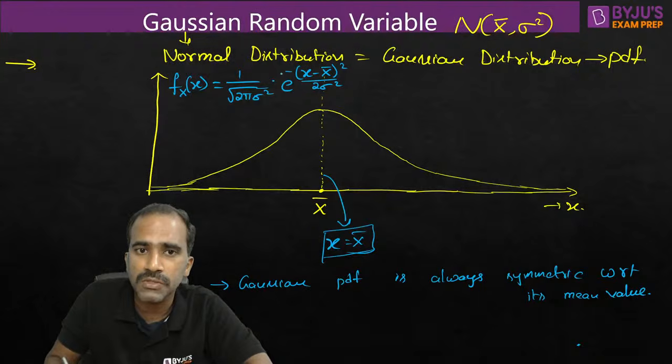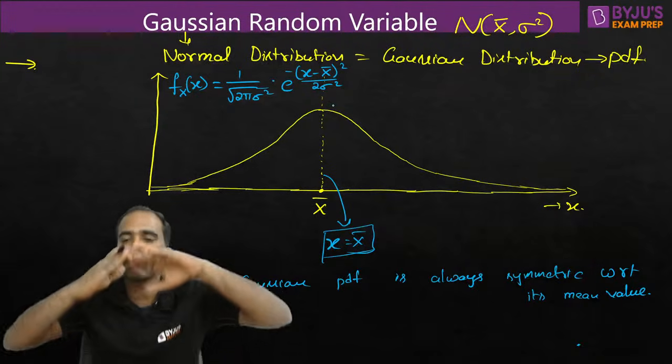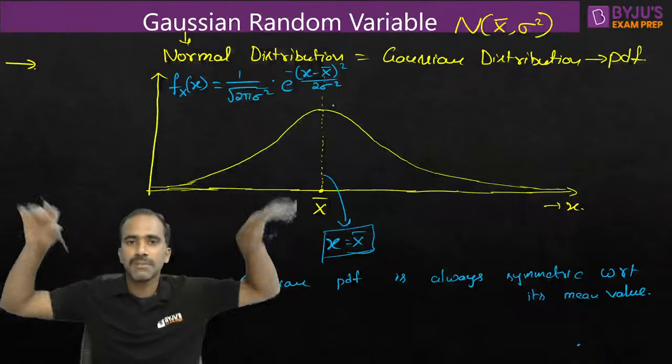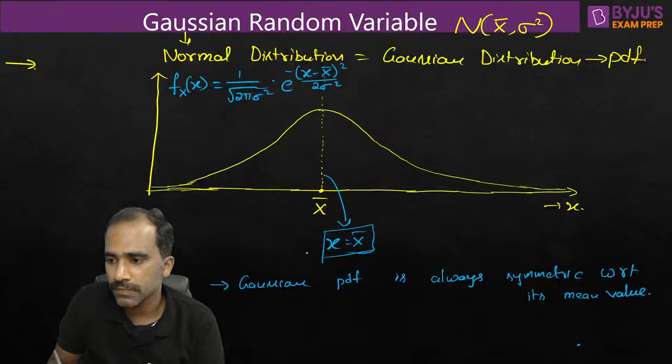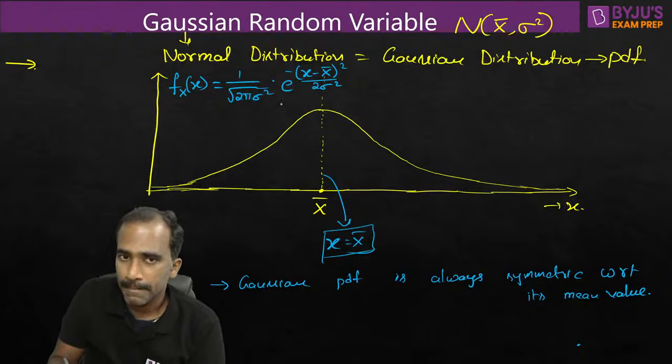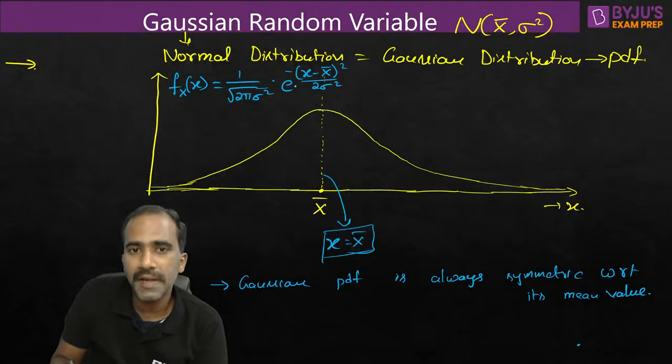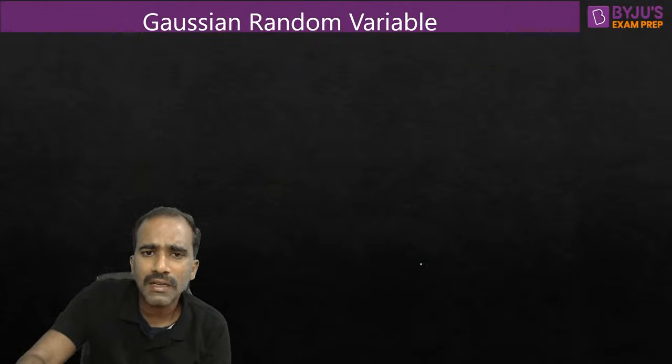If this was a positive sign, then this would not be the shape. The shape would be something like this, increasing on both sides. Because of this minus only, it is a decreasing shape on both sides. So this is the equation of a Gaussian PDF. Gaussian shape means it should have something like this.